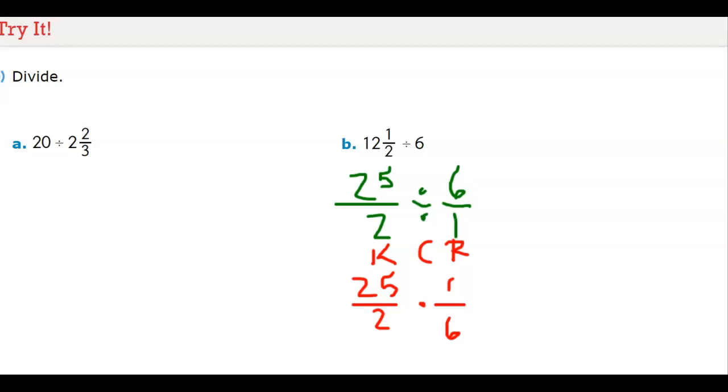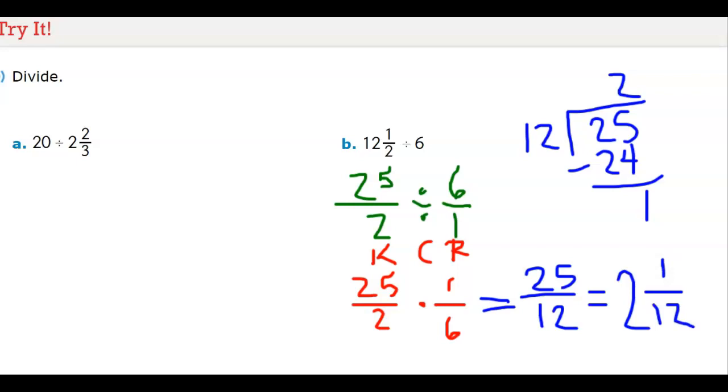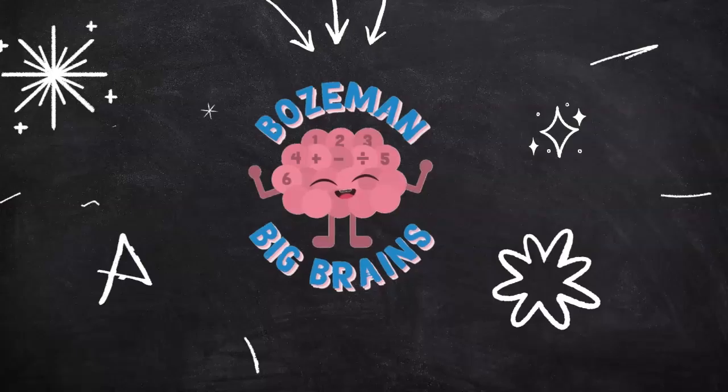Nope, neither can be simplified. So we're going to multiply straight across. 25 times 1 is 25. 2 times 6 is 12. That's an improper fraction, so we cannot leave it that way. So we're going to divide it. 12 goes into 25 twice. That's 24. 25 minus 24 is 1. So our final answer would be 2 is our whole number, 1 is our new numerator, and 12 is our denominator. So our final answer here is 2 and 1/12.